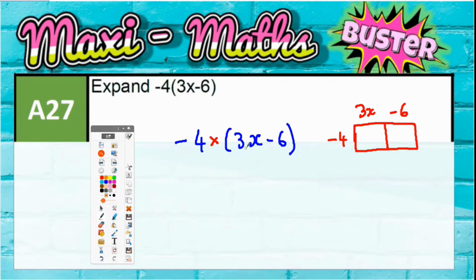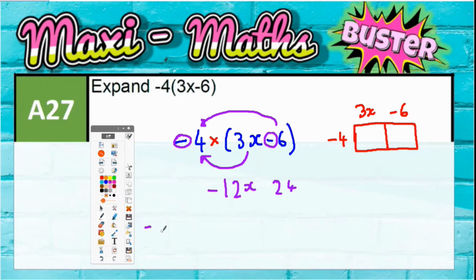So if you're going to do it without the grid, you're going to do 3x happening 4 times would be 12x. But because it's -4 times, it's -12x. And then you need to times the -6 by the -4. Well, 4 times by 6 is 24, but you're doing a negative multiplied by another negative. And when you do a negative times another negative, you get a positive answer. So it's not -24, it's +24. So if you do it that way, you get -12x plus 24.